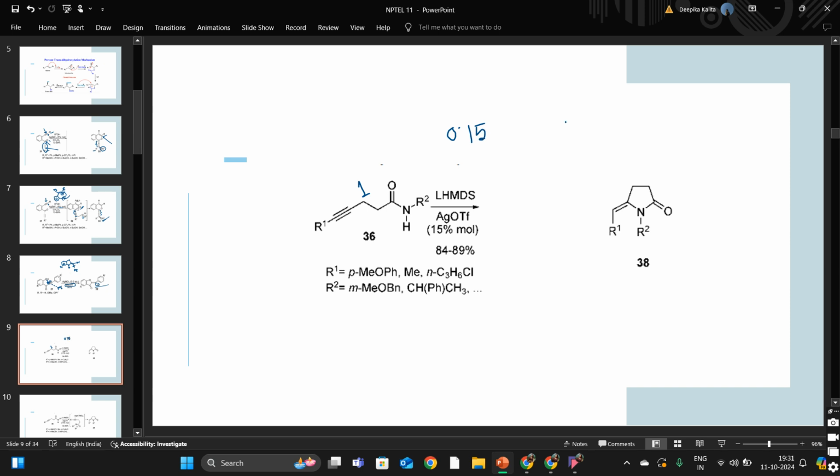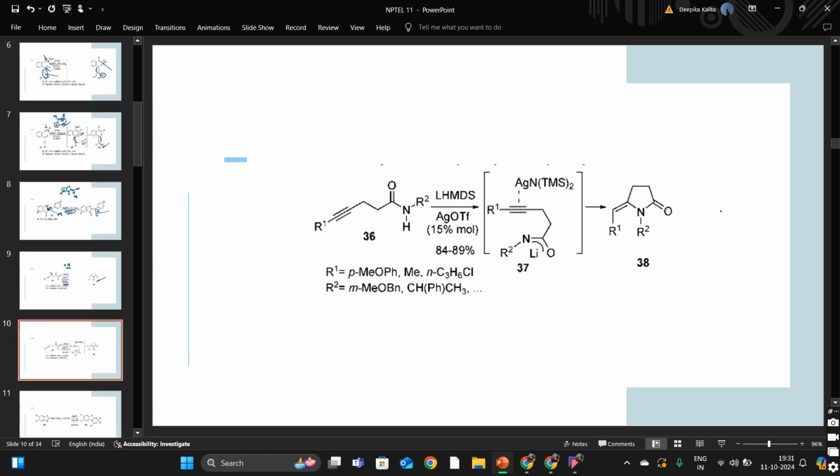0.15 equivalent. Okay, so a very small amount of the catalyst is enough. Let us see how this reaction is happening, and despite using such a low amount of the catalyst, we are getting excellent yield of the pyrrolidine product. Okay, so let us see how this reaction is going to take place. So this is the reaction mechanism.